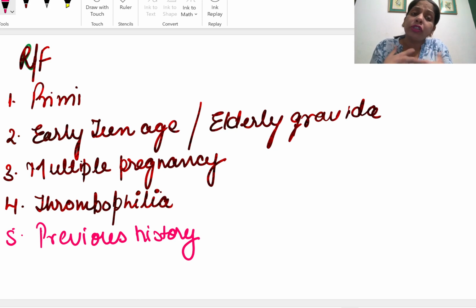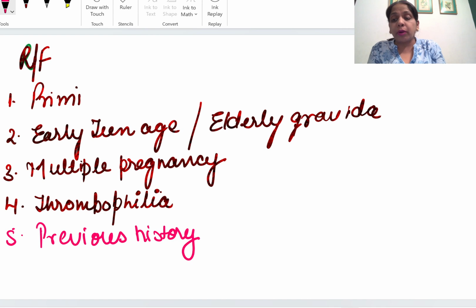Thrombophilia. In all the thrombotic diseases, there will be formation of thrombi, and thrombi formation leads to more and more preeclampsia. Because what happens after the spasm in the placenta? Thrombosis occurs right after the spasm. So if there is thrombophilia, then more and more preeclampsia will occur.